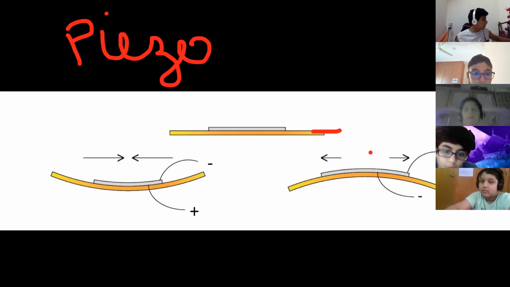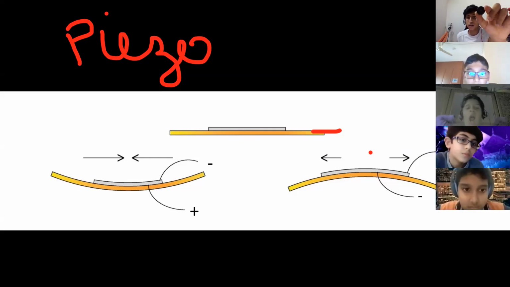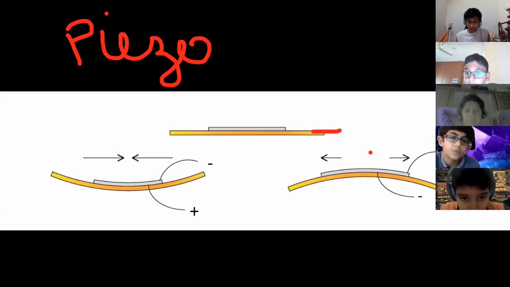I have a buzzer with me here. It's similar to the one you all saw in the picture, just it's kind of thinner and a little bigger. And what it has inside is something called a piezo disc.